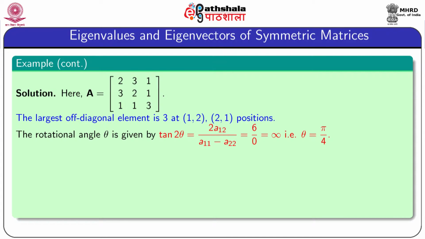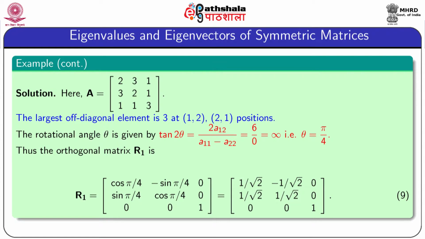Therefore, the first rotational angle theta is given by the formula tan 2 theta equal to 2 a12 by a11 minus a22. Here we have assumed that the largest element 3 is present at position (1,2). So, for this reason the formula is taken as 2 a12 by a11 minus a22, which is equal to 6 by 0, that means infinity, and hence theta is equal to pi by 4, because a12 is a positive quantity. Therefore theta is positive pi by 4.